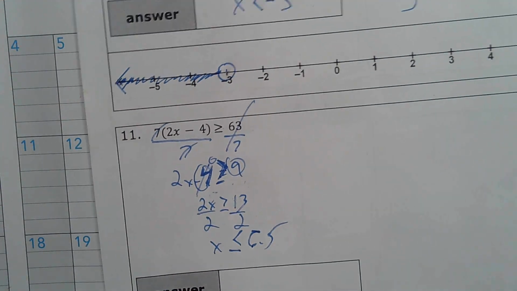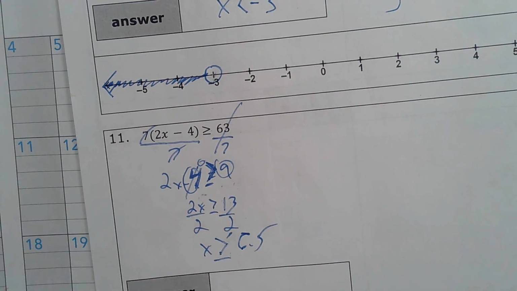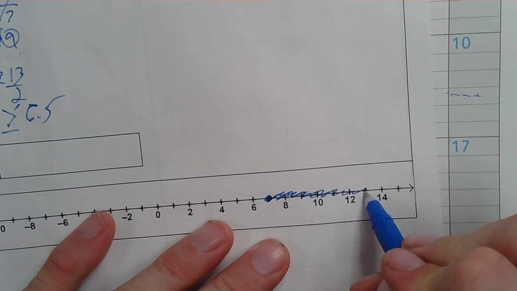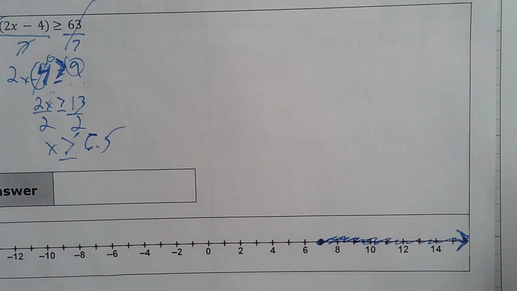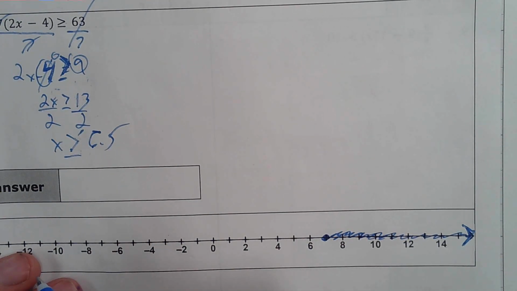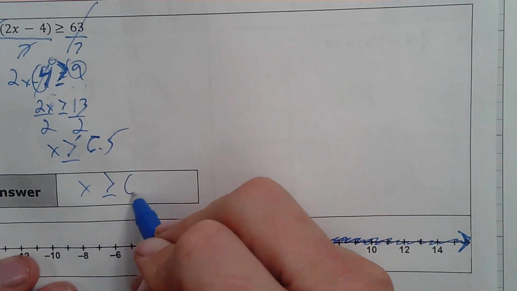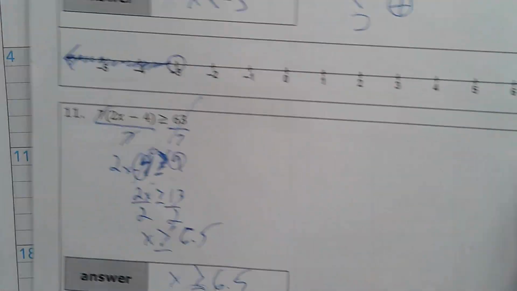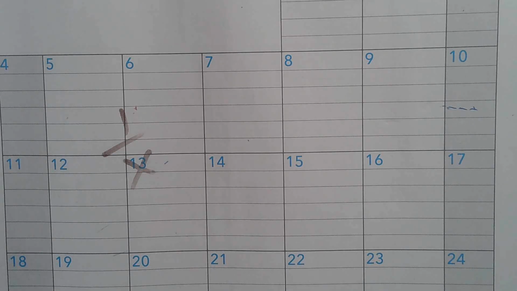All right, I don't need to flip that sign. x is greater than or equal to 6.5. Find 6.5, and then mark it, just like that. Okay? So x is greater than or equal to 6.5, and notice that it's a solid mark because it has the equal to sign. All right, so I did 10 and 11 first.